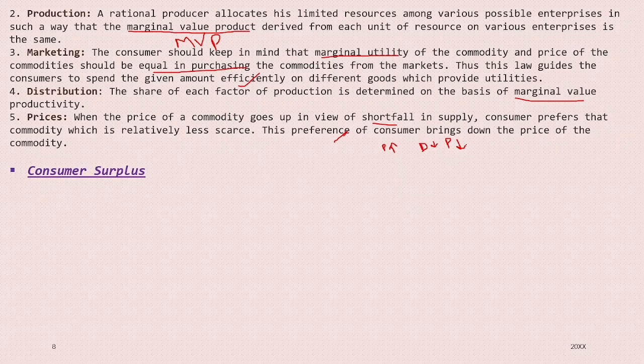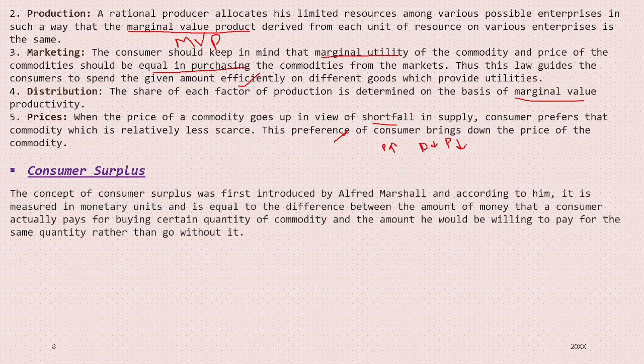The concept of consumer surplus was introduced by Alfred Marshall. So remember this, that consumer surplus concept was given by whom? It was given by Alfred Marshall. So according to him, it is the difference between the amount of money that a consumer actually pays and the amount of money he is willing to pay.